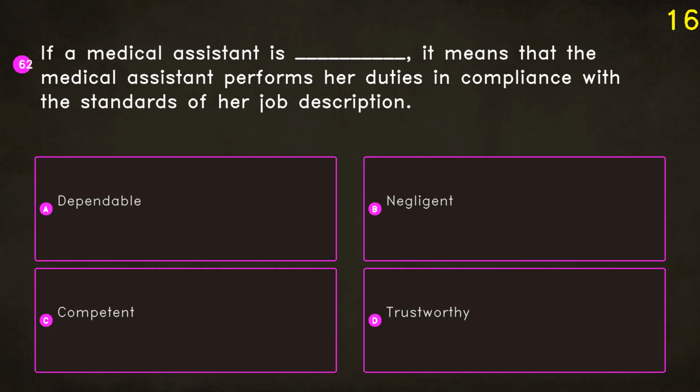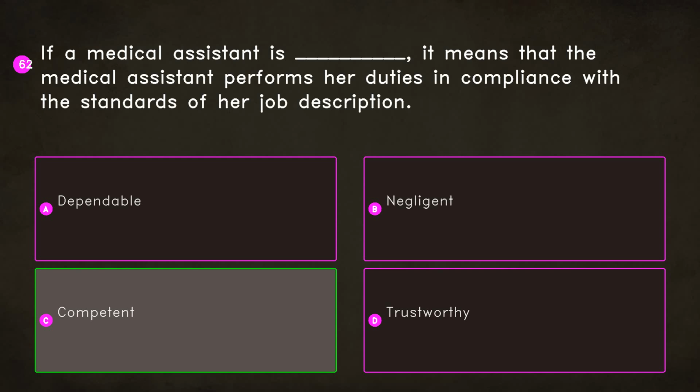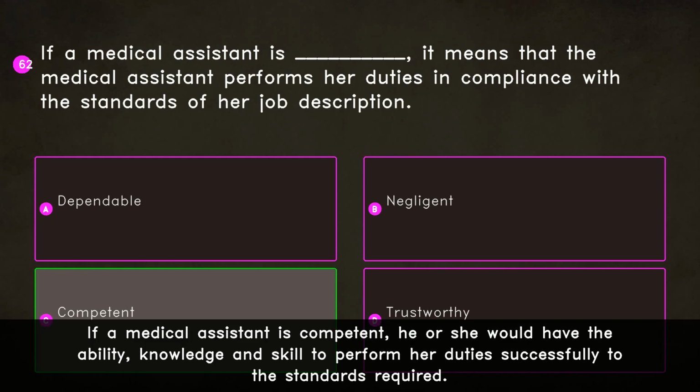Question 62. If a medical assistant is blank, it means that the medical assistant performs her duties in compliance with the standards of her job description. A. Dependable. B. Negligent. C. Competent. D. Trustworthy. The correct answer is competent. If a medical assistant is competent, he or she would have the ability, knowledge, and skill to perform her duties successfully to the standards required.